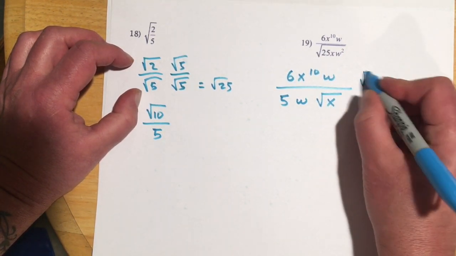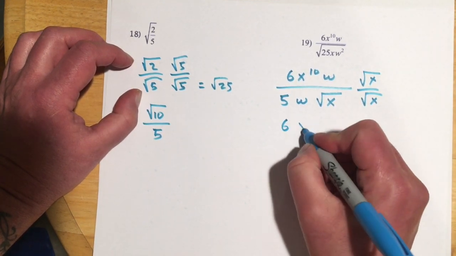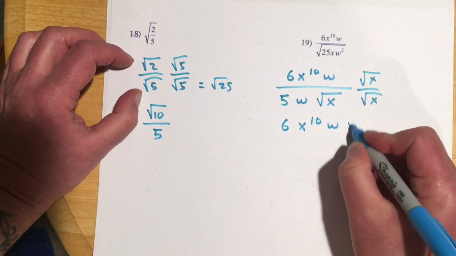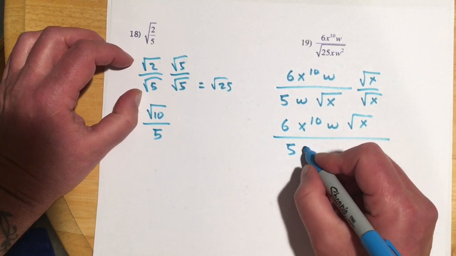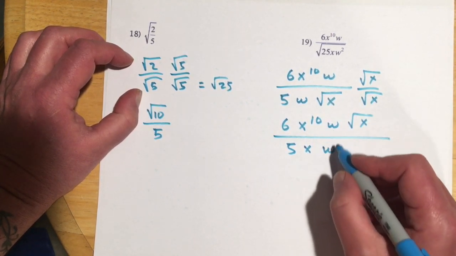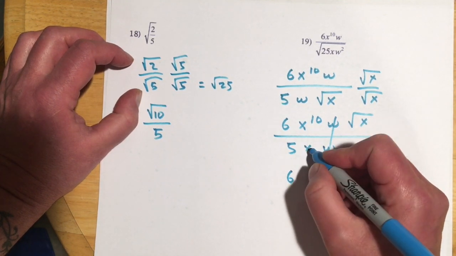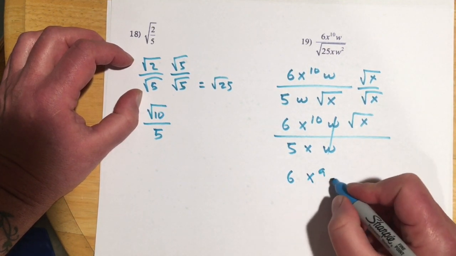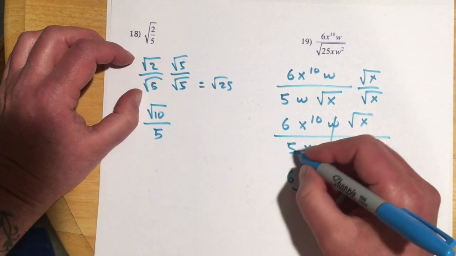I will multiply top and bottom by root x, since that's the stuff under the radical. That'll give me 6x to the 10th, w root x, and then 5 x w, so x times root x makes x, and then w. And I can reduce a little bit here. So 10 up, 1 down would leave me 9 up top, square root x, and then over that 5 that's left.